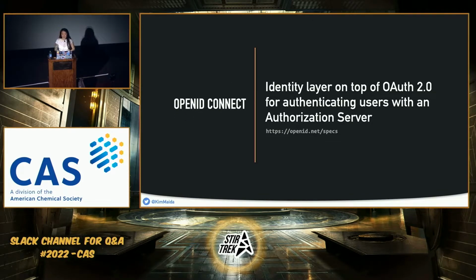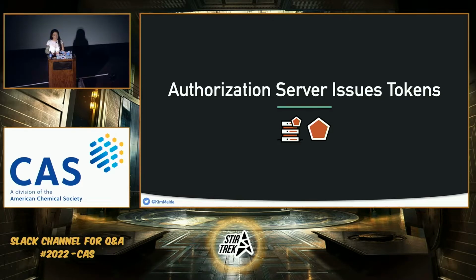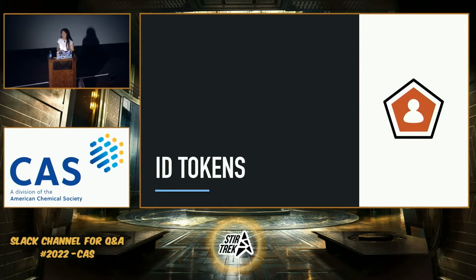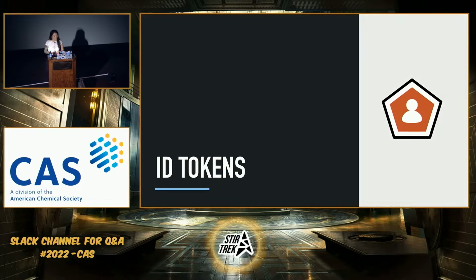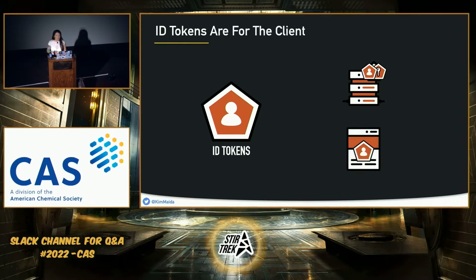So OpenID Connect, or OIDC, is an identity layer on top of OAuth 2 that tells us how to authenticate users using an authorization server. Now, in both specifications, the role of an authorization server is to issue tokens. So let's talk a little bit more about tokens specifically. And for authentication with OIDC, we use ID tokens, which makes sense because we're identifying the user with it. So our authorization server can issue ID tokens similarly to the way that it issues access tokens, which I discussed briefly in the first example with HireMe and MyCal. However, unlike access tokens, ID tokens are actually intended for the client.